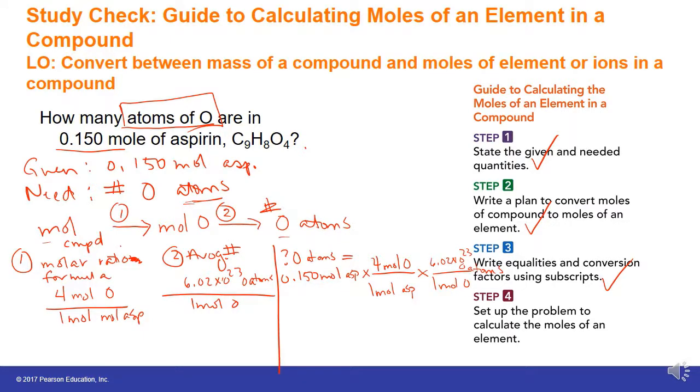So notice that I kept all my names in my calculation, so I know that I'm canceling out properly. Moles of aspirin are going to cancel with moles of aspirin. Moles of oxygen cancel with moles of oxygen. And then I'm left with the number of atoms. If you do the math now, you're going to end up with 3.61 times 10 to the 23 oxygen atoms.